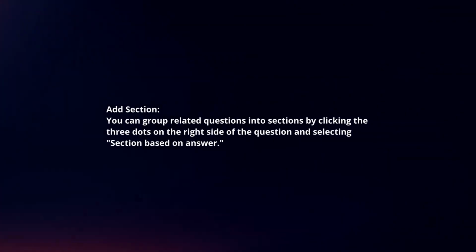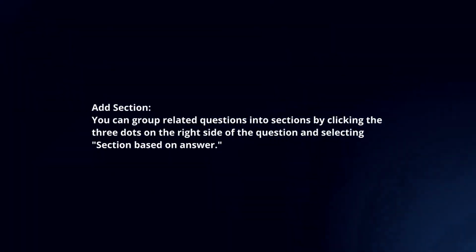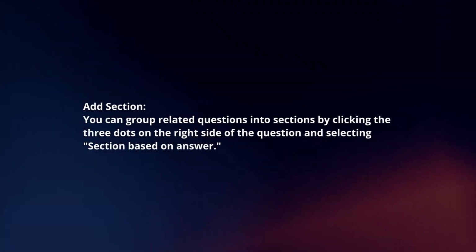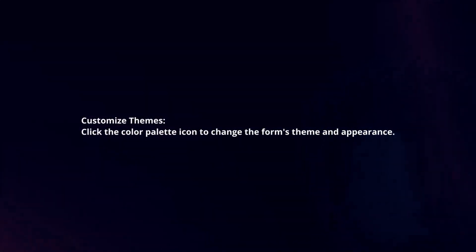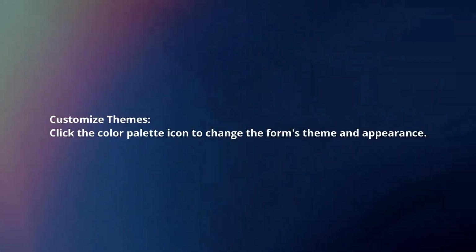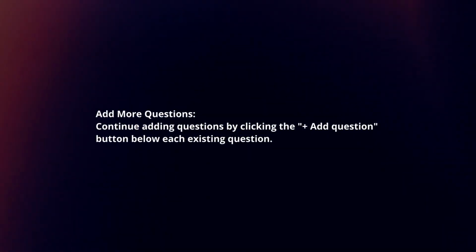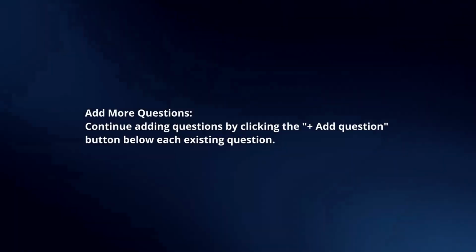Add section. You can group related questions into sections by clicking the three dots on the right side of the question and selecting section based on answer. Customize themes. Click the color palette icon to change the form's theme and appearance. Add more questions. Continue adding questions by clicking the plus Add Question button below each existing question.